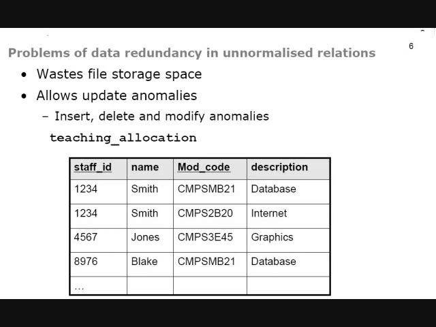So let's say that we have, for example, a relation like this, which is the teaching allocation relation. And I have the staff ID, the name, the module code, and the description. So this is not a normalized relation. And I know that because there is redundancy in the data. For example, if I look here at the module called CMPSMB21 and the description, that is stored twice. So there is redundancy in that data. And equally, if I look at the staff ID, again, this is stored twice. So I have redundancy in the data.